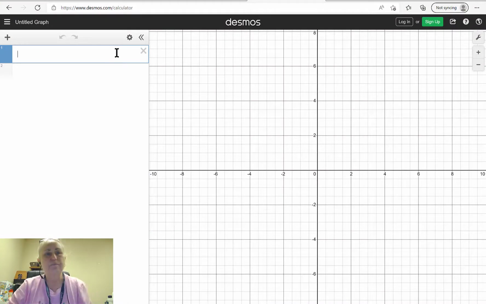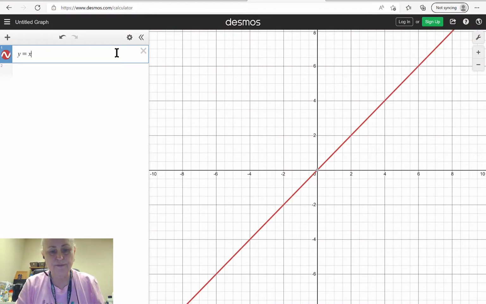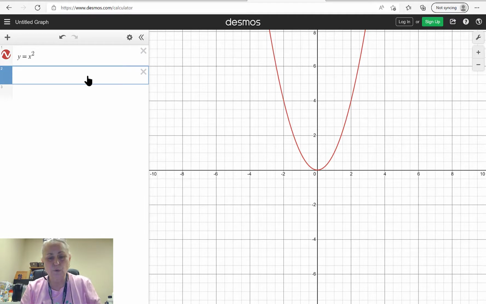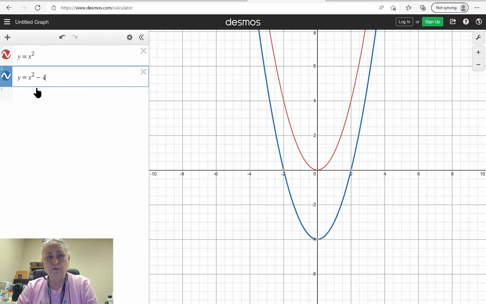Let's look at this graph. This is very similar to what they have there. So I've got y equals x squared. Now remember, when you take the derivative of that, you get 2x. Well, what about y equals x squared minus 4? When you take the derivative of this, you also get 2x, because the derivative of negative 4 is 0.